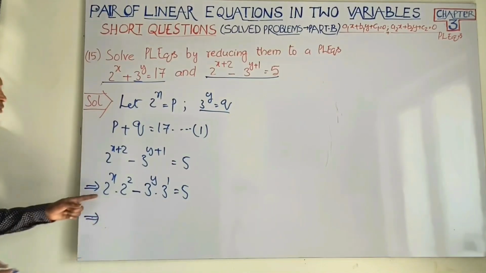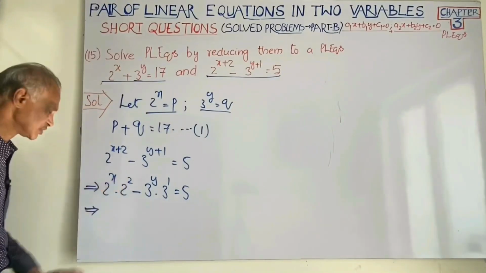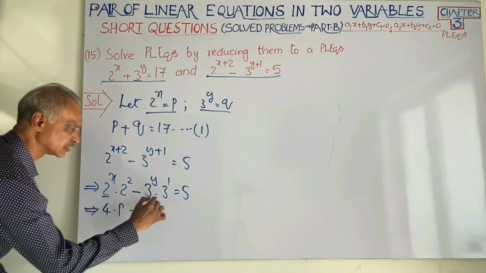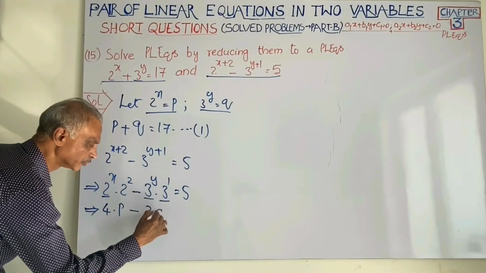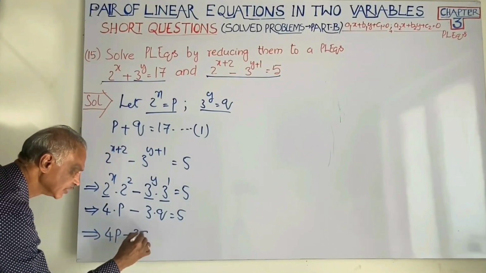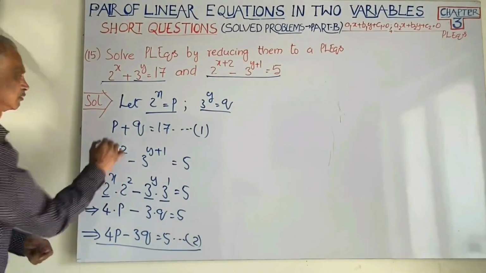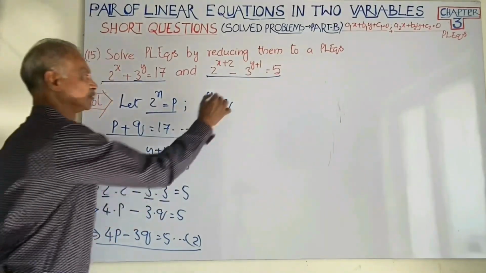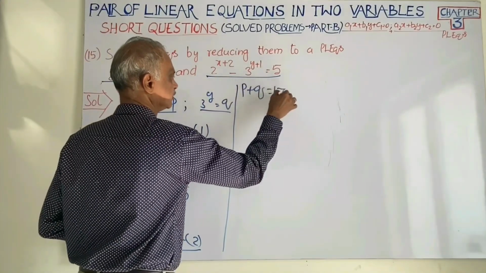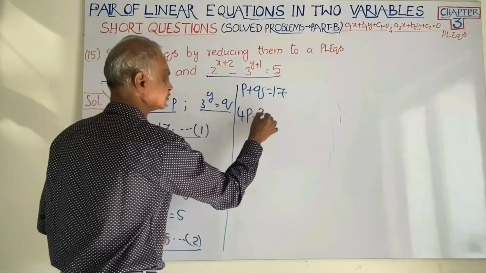See, 2 to the power of x we call p. Now 2 square means 4. So 4 into p minus 3 into q is equal to 5. Now this can be written as 4p minus 3q is equal to 5. This is equation 2. We have two equations, this is 1 and this is 2. We will take down these two equations: p plus q is equal to 17 and 4p minus 3q is equal to 5.